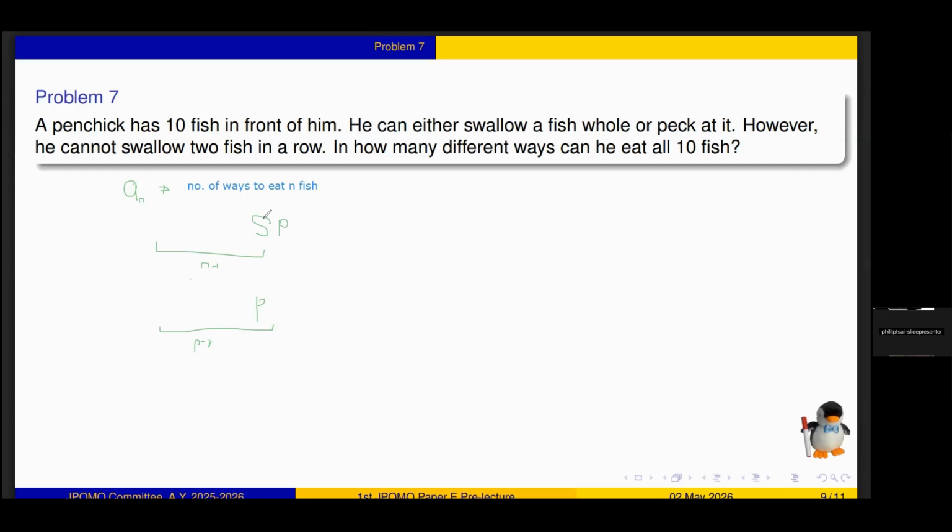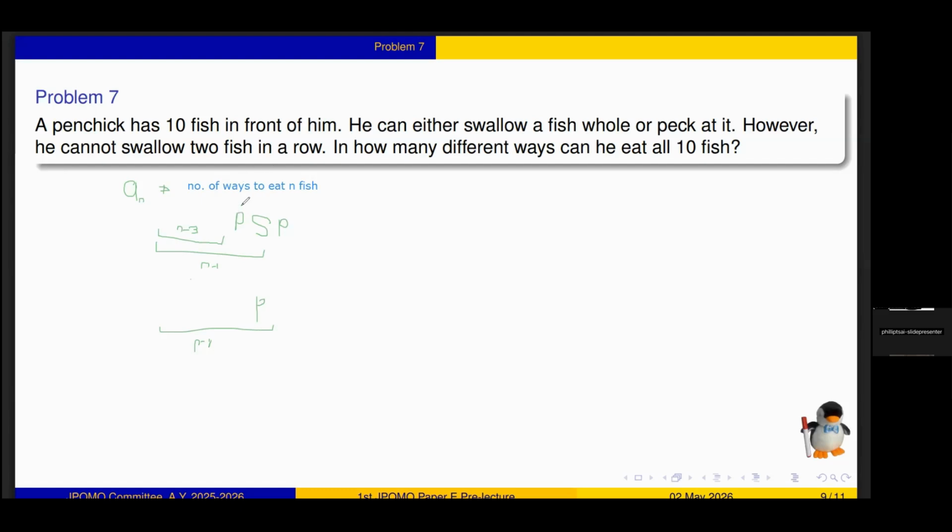this term must also be specified, because it's right before a swallow, in which there cannot be two swallows. We only have this left, which is n minus three terms, free for any number of ways to get the n minus three sequence.